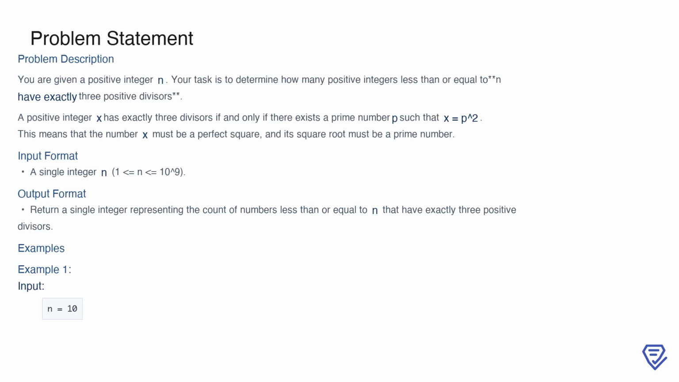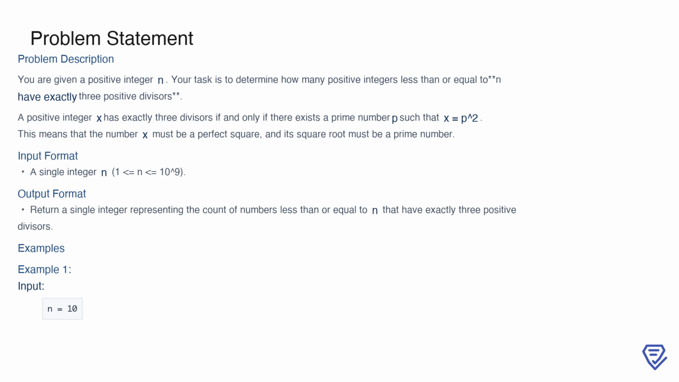In this problem, you are given a positive integer n, and your task is to determine how many positive integers less than or equal to n have exactly 3 positive divisors. To better understand this, recall that a positive integer x has exactly 3 divisors if and only if it can be expressed as the square of a prime number.